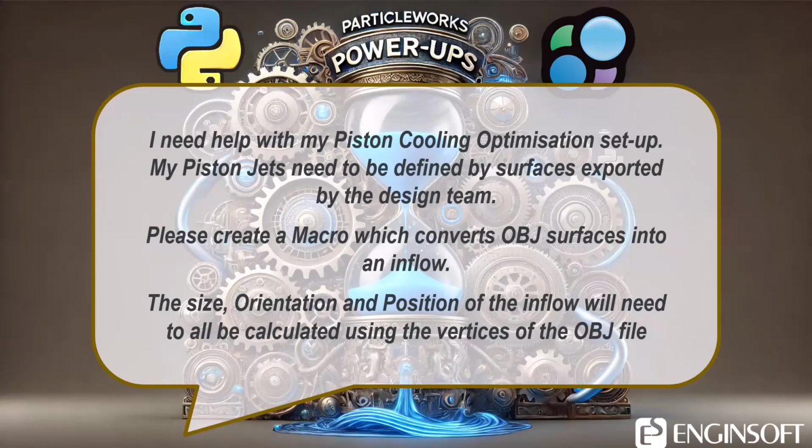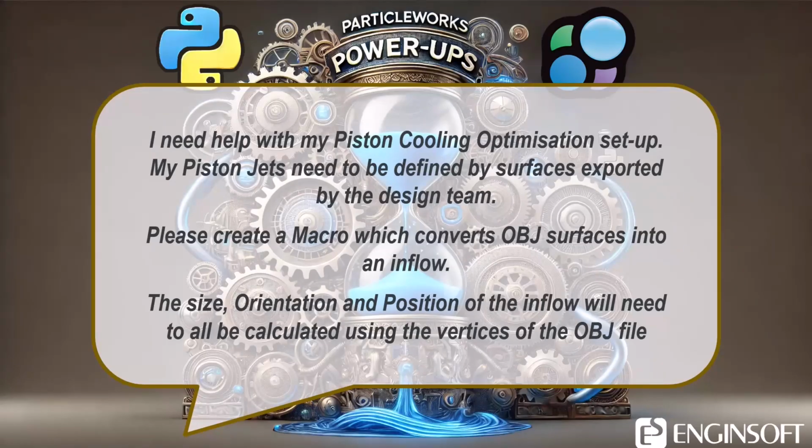But there's a catch. For each design iteration, they receive from the design team the orifices of the jets as individual OBJ files. While we could use these for a file inflow, to ensure particles are generated evenly across the entire surface, they want to replace them with a circular inflow of the same size, orientation, and position. At first glance, this might sound like a complex task, but with the ParticleWorks API, we can automate the entire process with surprising simplicity.